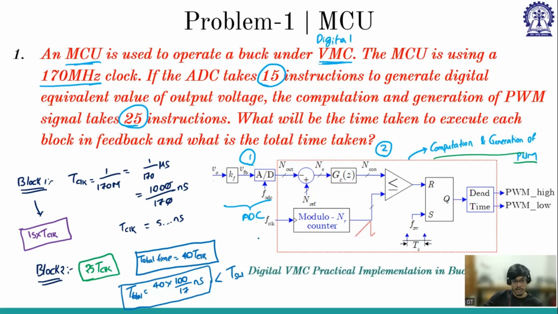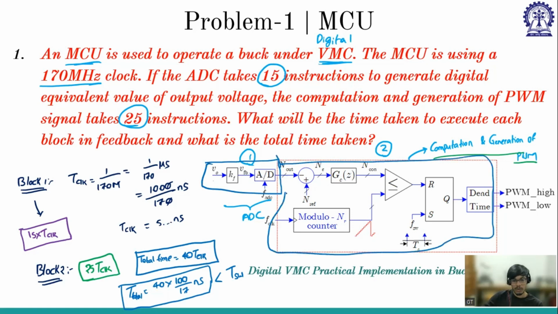This is the voltage mode control architecture, and this is being written in code and implemented in the MCU. If I consider it as two blocks, the first block is the ADC block and the second block is the computation and generation of PWM block. The question says this ADC block will take 15 instructions to generate the digital equivalent of the output voltage. After getting this ADC, it will take 25 instructions to convert this equivalent digital output voltage into PWM. So this is my entire control.